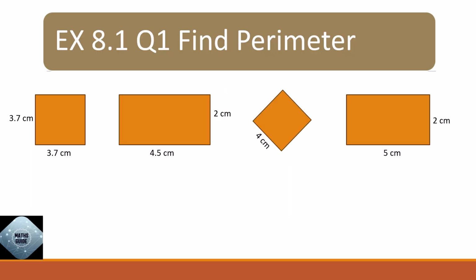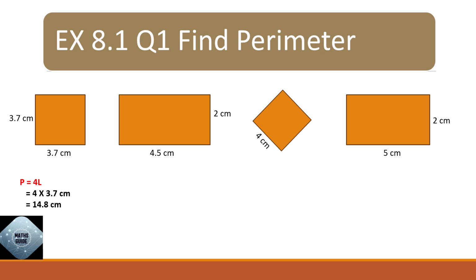Now let's recall the formula of perimeter for a square and a rectangle. The formula for finding the perimeter of a square is 4 into length, and for a rectangle we have 2 into (length plus breadth). Here the first shape is a square. As the length of each side of this square is 3.7 cm, putting the value into the formula we get 14.8 cm. The next figure is a rectangle and we have two dimensions.